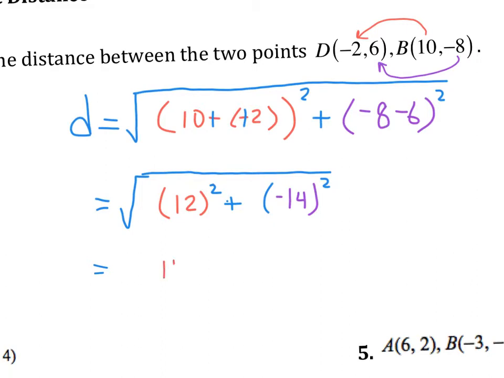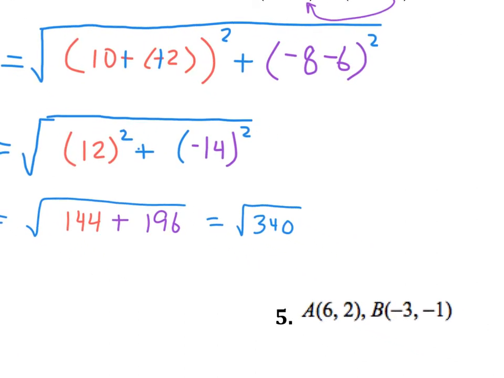Okay, now the red becomes 144 and the purple becomes 196. Feel free to use your calculator to make that happen. And then keep the radical around that. Now I combined the two. So radical 340. Now, there is a way for us to simplify this, but for now, we're just going to plug that into your calculator to get an approximate value. So notice that my equal sign changes to a squiggly sign, approximately 18.4.